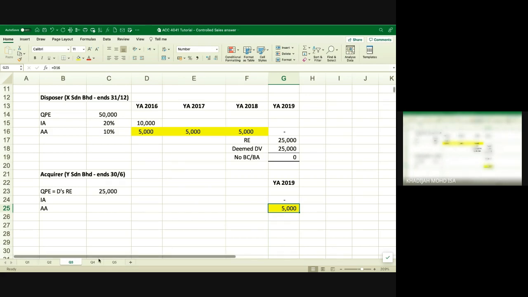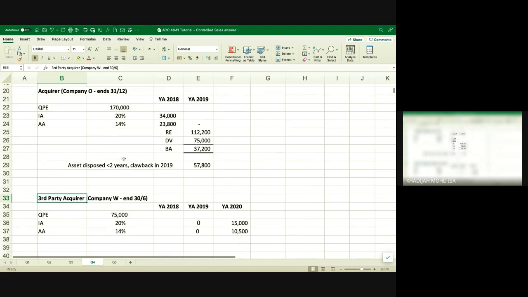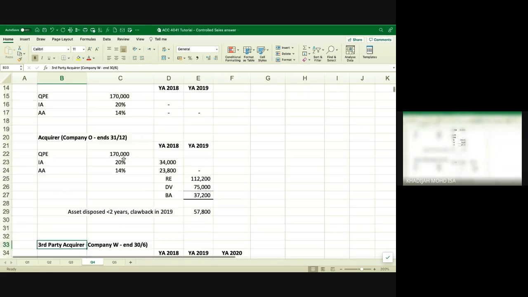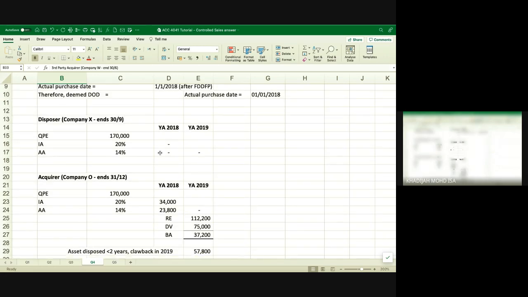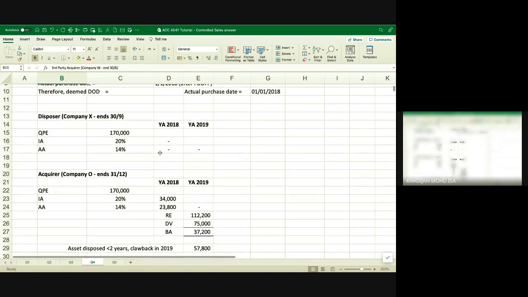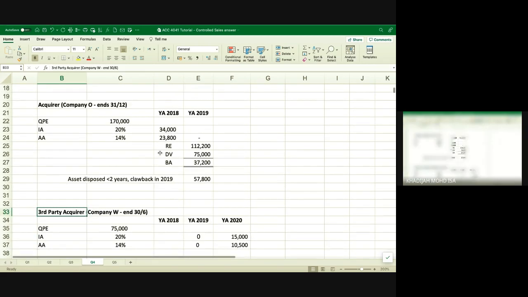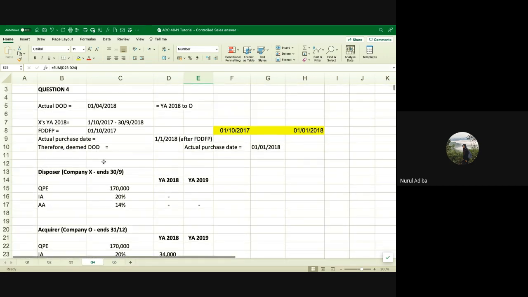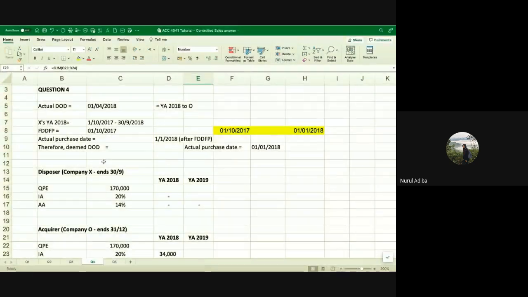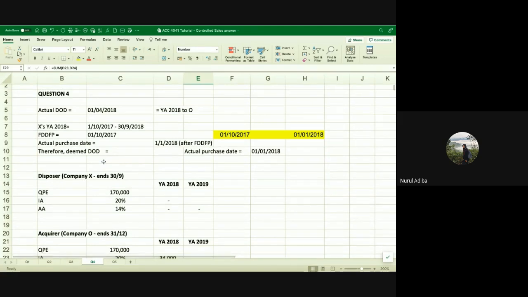But question number 4, the disposer cannot claim anything because the date of disposal, the actual date of acquisition is after the FDDFP. So the disposer cannot claim anything, and then you have a clawback. In the same question, then you have a question: for question 4, why can the disposer not claim the initial allowance, as the disposer used the asset for 3 or 4 months before disposing it to the acquirer?